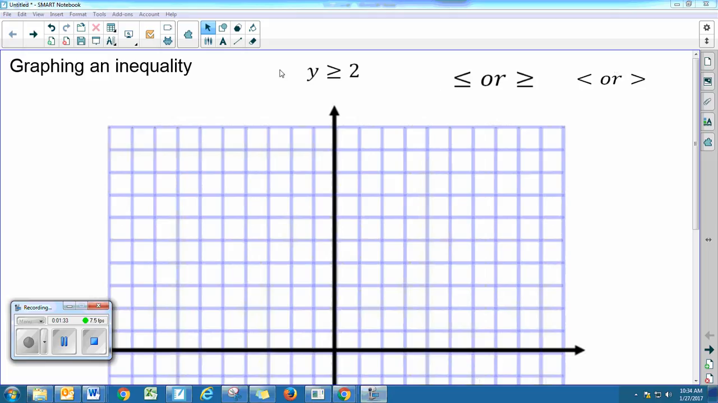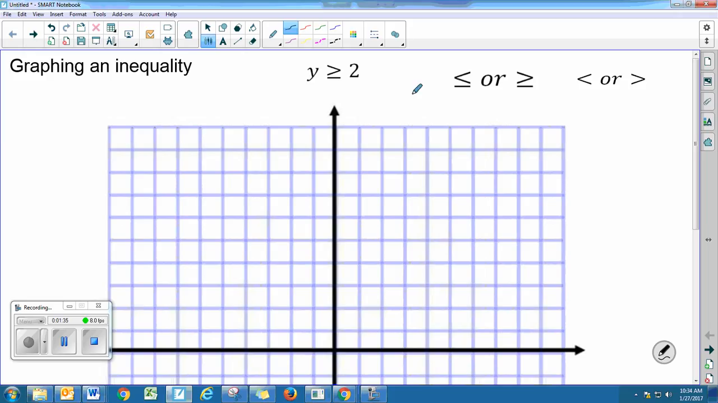When we draw a line that is or equal to, we draw the line as a solid line. But if it's greater than or less than, but there's no equal to, then the line is going to be drawn as a dotted line. That way, when we're looking at the graph, we know our answers have to be bigger than this line, but they can't be on the line.